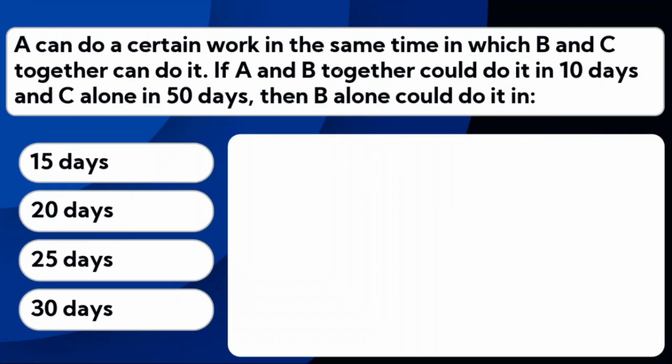A can do a certain work in the same time in which B and C together can do it. So very easy: the time A takes and the time B and C together take is the same. If A, B together could do it in 10 days and C alone in 50 days, then B alone can do it in how many days? A, B together complete the work in 10 days. So per 1 day they can complete 1/10 of the work. So per 1 day, 1 by A plus 1 by B equals 1 by 10.